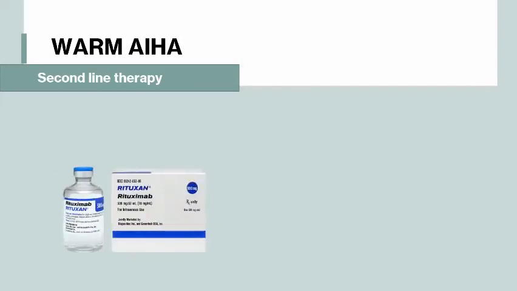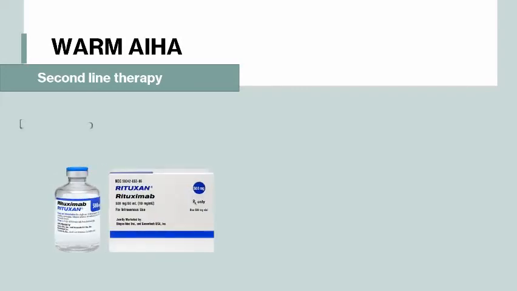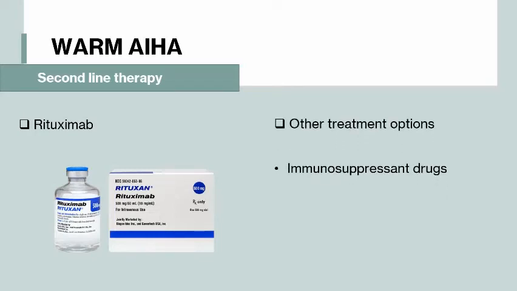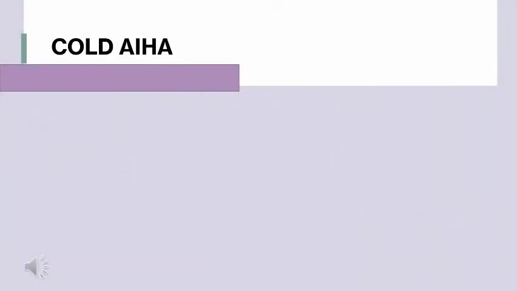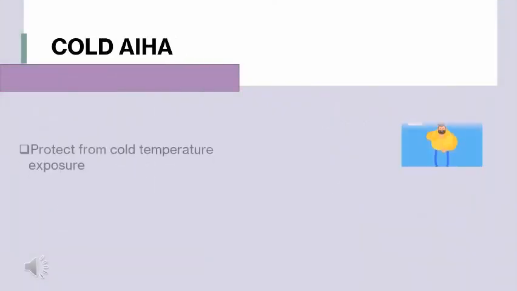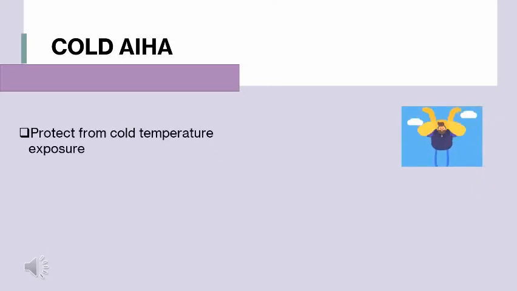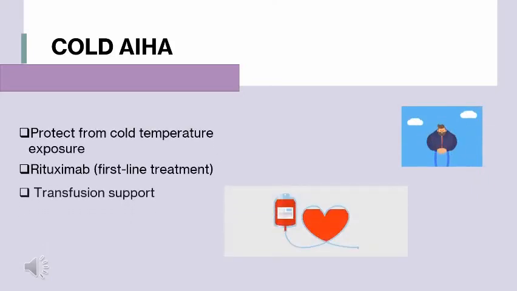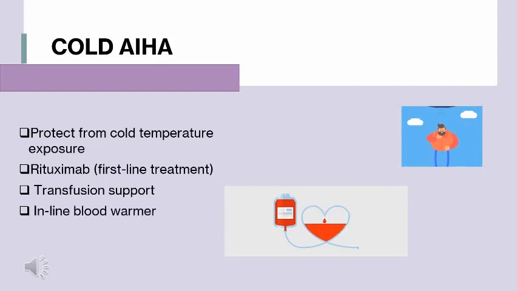Another second-line treatment with a proven short-term efficacy is rituximab, a monoclonal antibody directed against the CD20 antigen expressed on B cells. Other treatment options include immunosuppressant drugs such as azathioprine, cyclophosphamide, danazol, and intravenous immunoglobulins. As for cold AIHA, the treatments are protection from cold temperature exposure, rituximab, transfusion support especially during winter, inline blood warmer, and immunosuppressant drugs.